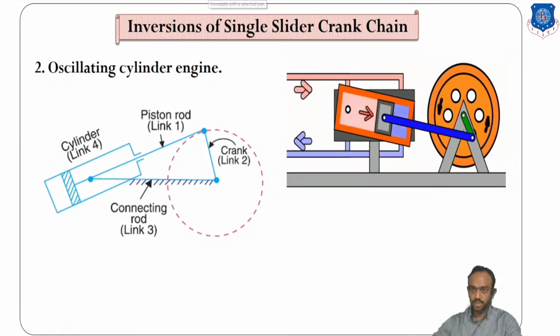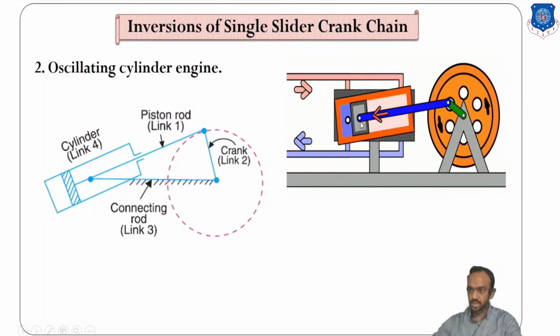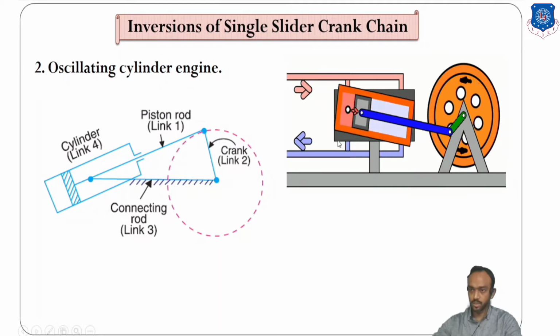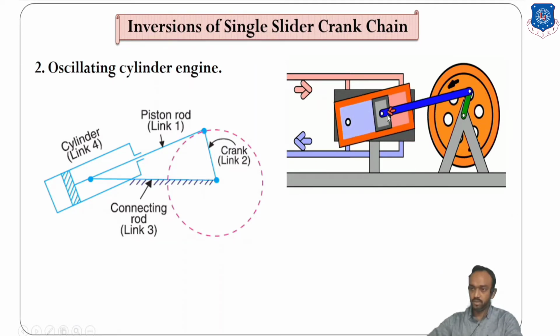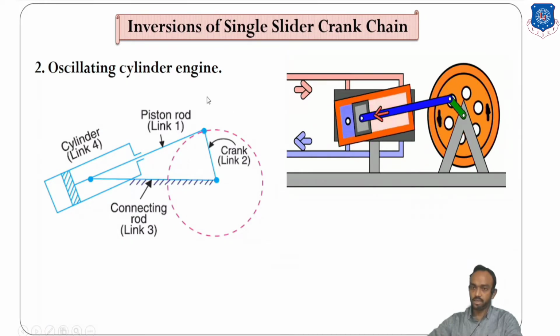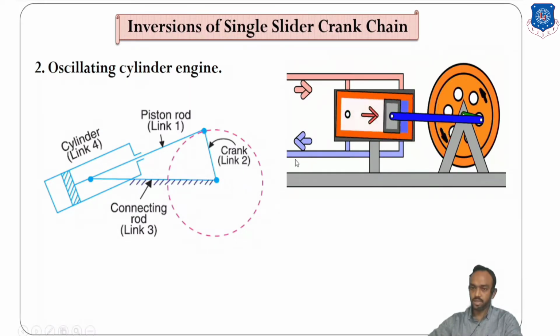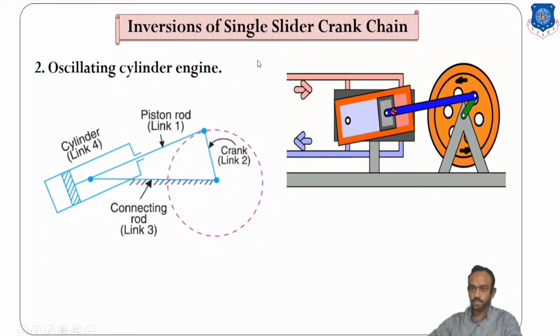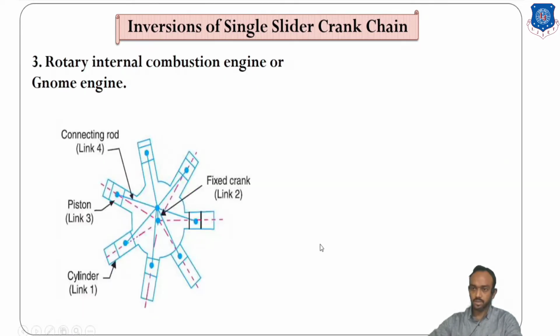Let's see the animation. You can see here the piston and piston rod are moving together. There is no relative motion between the piston and piston rod. The cylinder is oscillating, and that's why this inversion is known as the oscillating cylinder. The next inversion is the rotary internal combustion engine, or Gnome engine.